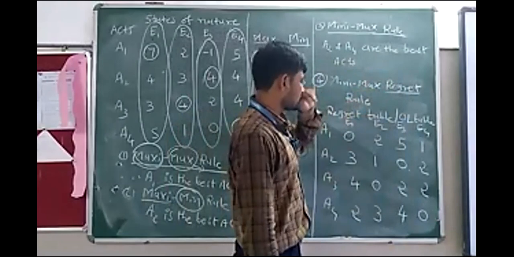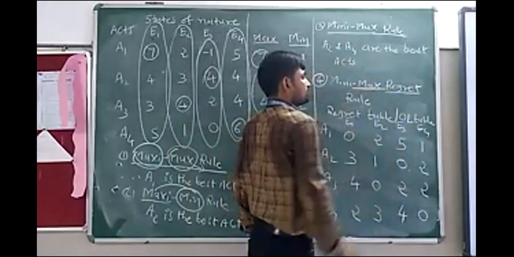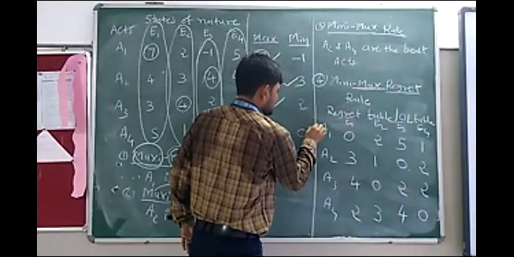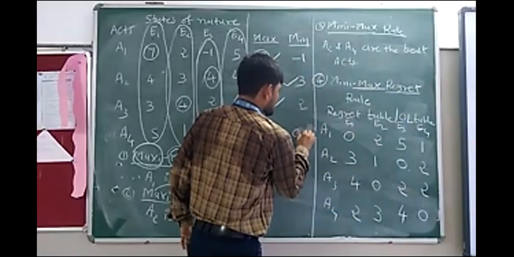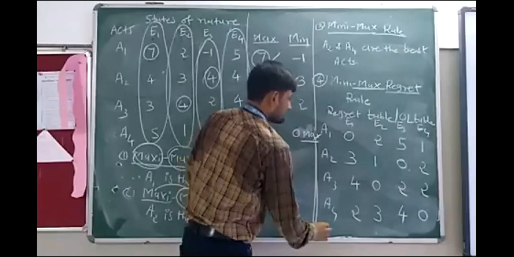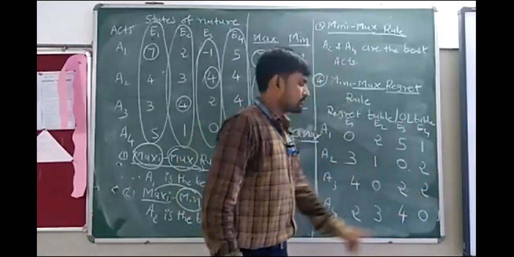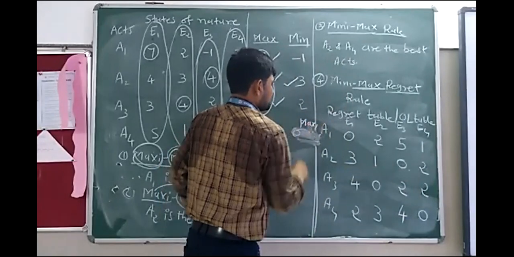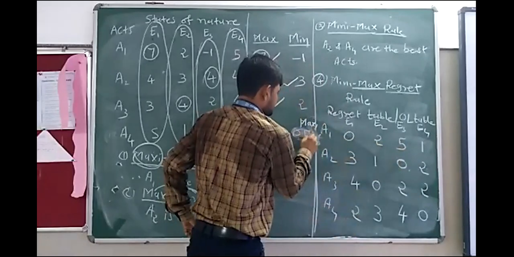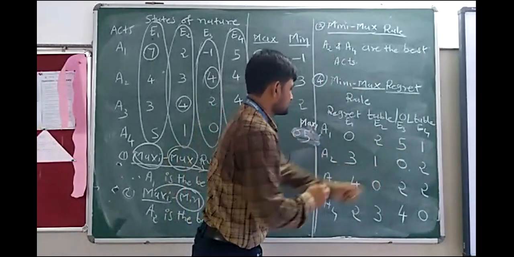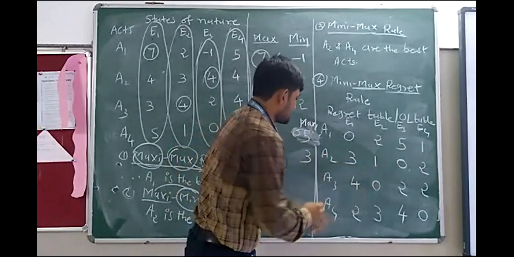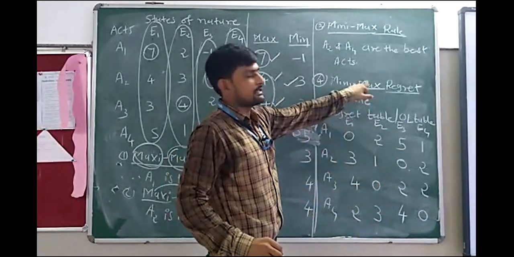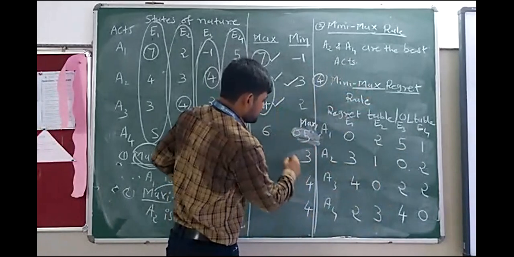Now we'll apply this rule. So what do we have to find first? The maximum loss. So for the first act, the maximum is 5. For the second act, the maximum is 3. For the third act, the maximum is 4. And for the fourth act, the maximum is 4. Out of these maximums, we'll select the minimum. So which one is minimum? 3.